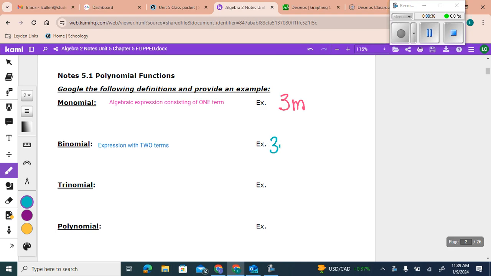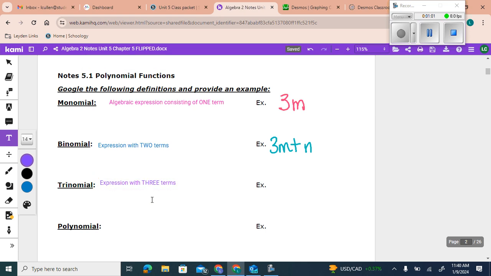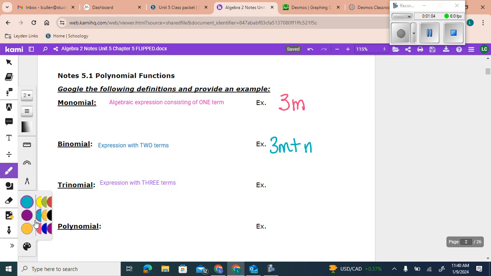Something like 3m plus n. 2 terms. Terms are separated by addition and subtraction. What does tri mean? 3. Okay, so an expression with 3 terms. This looks something like 3m plus n plus mn.